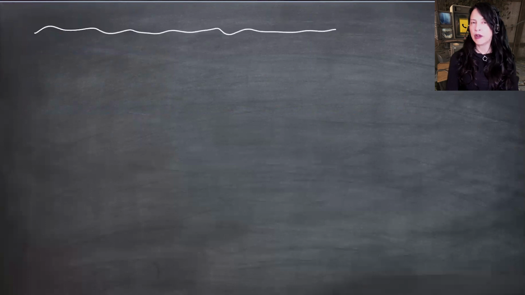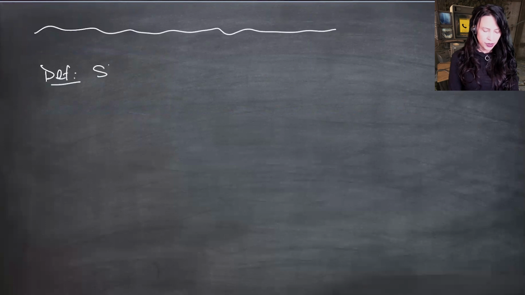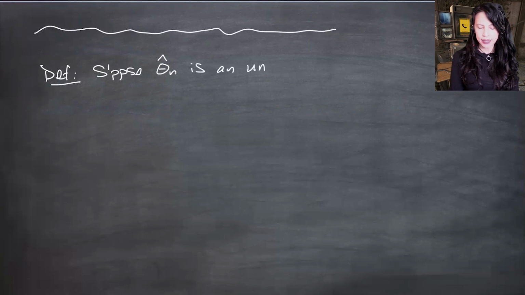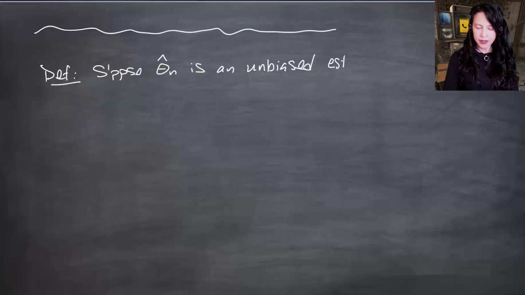Okay, so I actually am not going to get into the proof today because I'm running out of time. I do want to give you the definition of an efficient estimator. So I'm going to put a squiggly line thought break here. I'm not talking about MLEs at the moment. Here is a definition. Suppose that theta n hat is an unbiased estimator for theta. It doesn't have to be an MLE.